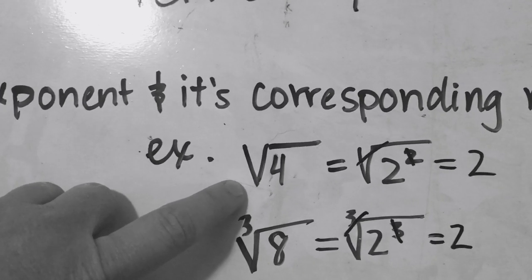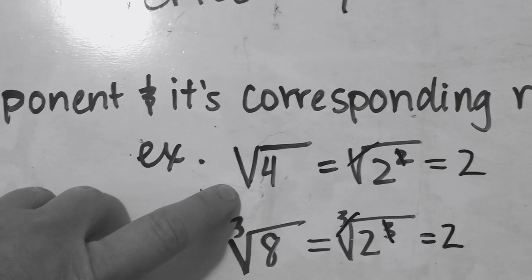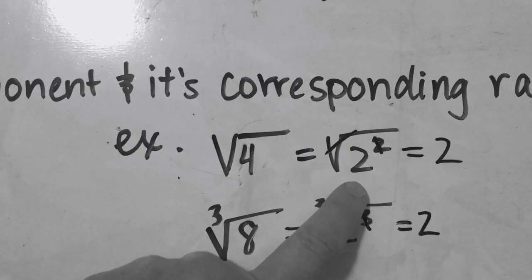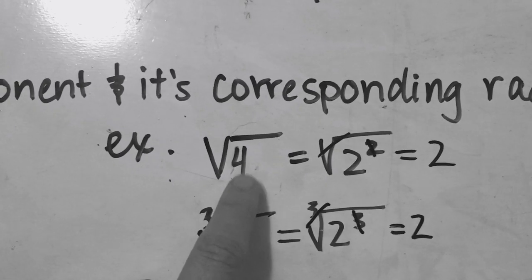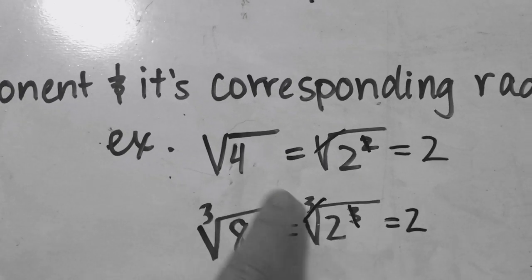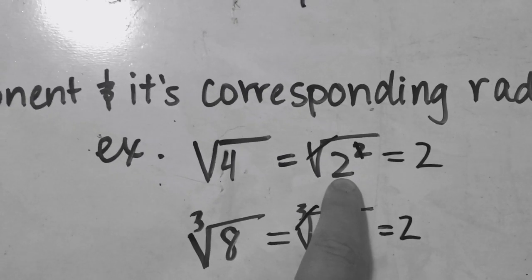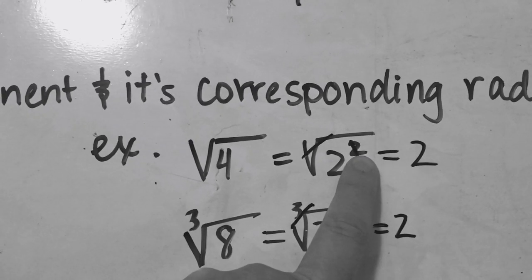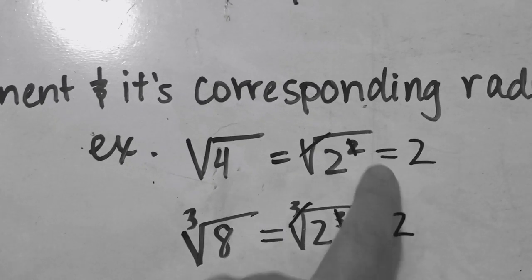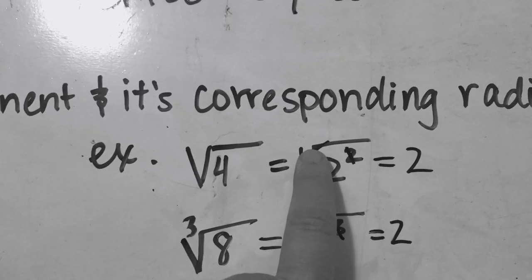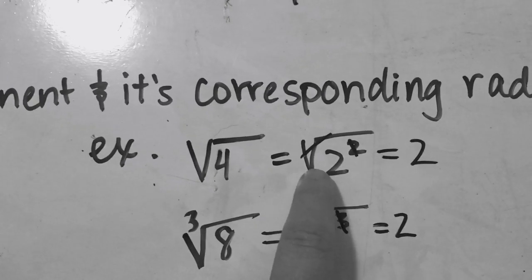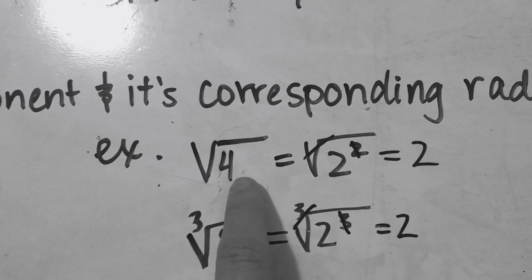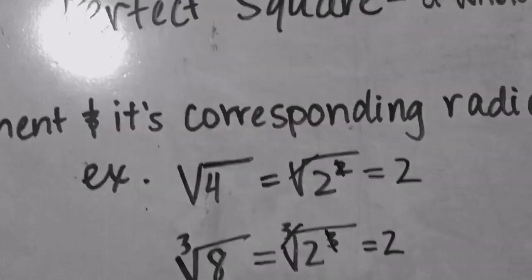So what we're looking to do to solve this is to figure out what number times itself will equal the radicand. So in this case, 2. 2 to the power of 2 is 4. The squared and the square root are inverse operations, so they will cancel each other out. And the square root of 4 is just 2.